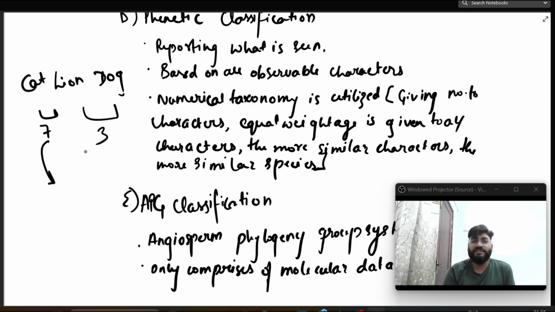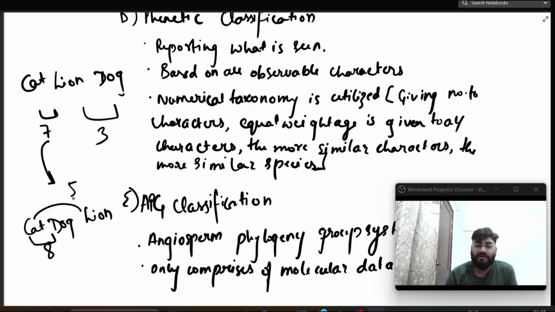But a problem can arise with the characters that we are utilizing. Let's say 8 common characters come between cat and dog, and between cat and lion 5 characters come which are common. What exactly the characters are that we are considering does not matter to numerical taxonomy. It can reject those 5 common characters, even though, as we all know, cat and lion are much more related than cat and dog.